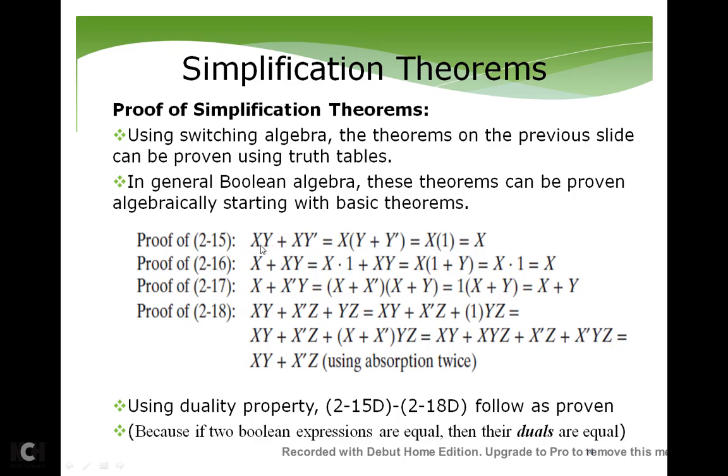Okay, so what about this? xy or xy prime. Factor out the x. The y or y prime equals 1. You get x. What about this one? Well, x is the same as x dot 1, and it's ORed with xy. Now factor out the x. 1 or y is 1. So we have x and 1, and so forth.